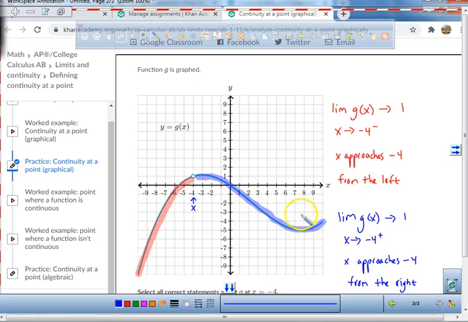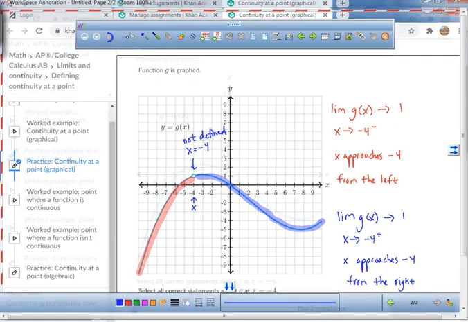So this graph definitely has a limit, and its limit is 1 because it's approaching from both the left and the right to the exact same number. Now it is not defined. Right here at x equals -4, it is not defined because it has removable discontinuity going on.